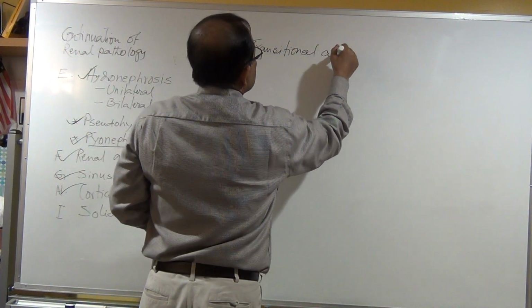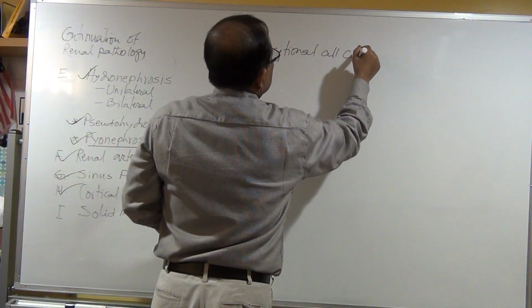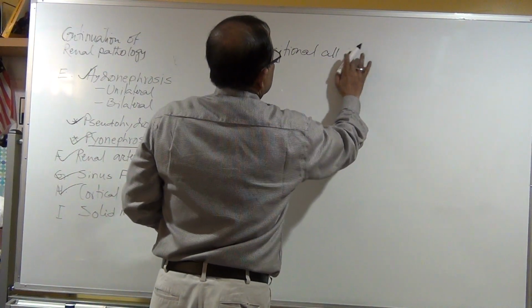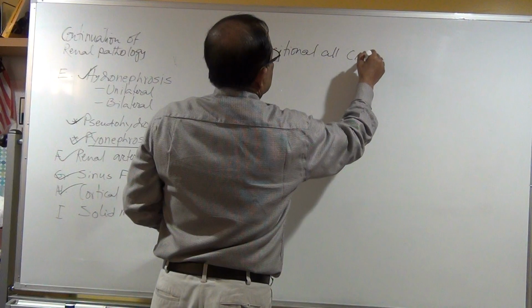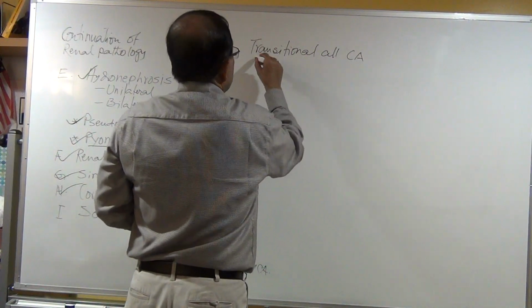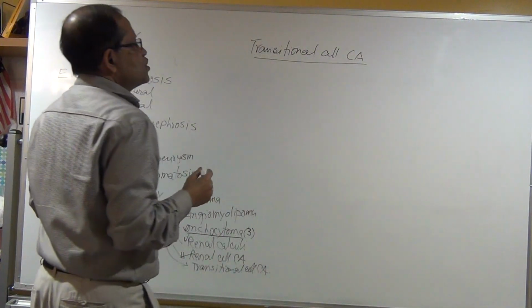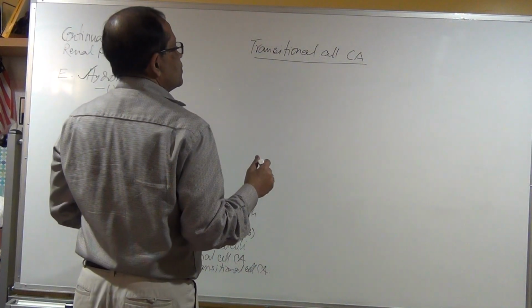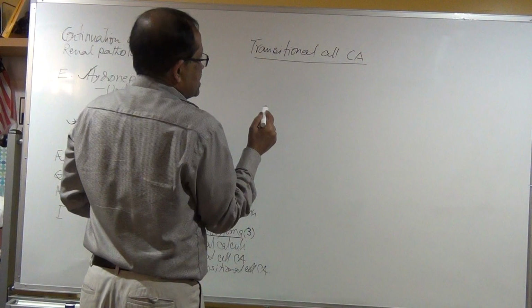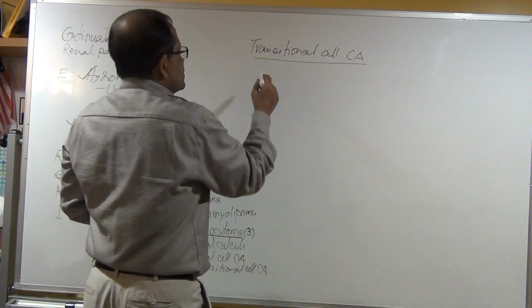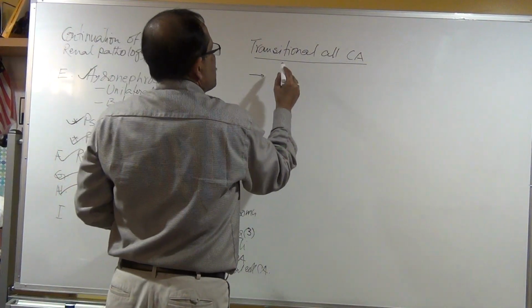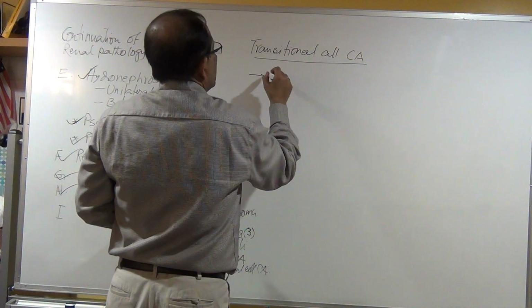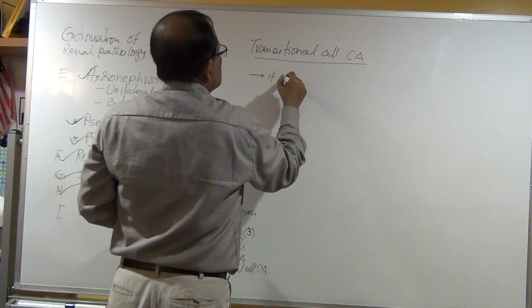Transitional cell carcinoma. Transitional cell carcinoma. Why is its name transitional cell carcinoma? So transitional cell carcinoma, it comes from the bladder.